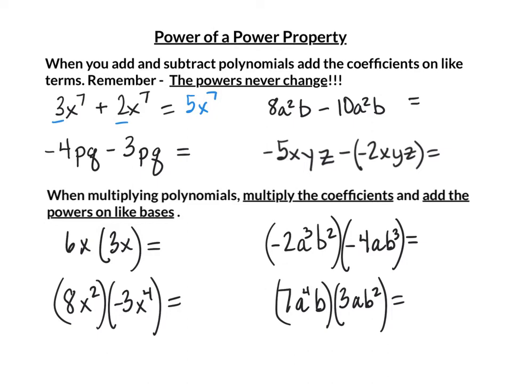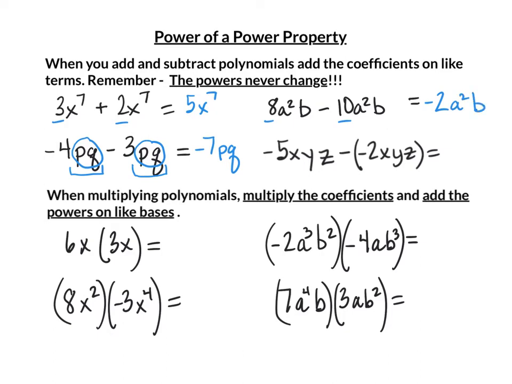Negative 4pq and minus 3pq. Negative 4pq, you're taking away 4 of them, and then you're going to take away 3 more of them, which means you're going to take away 7 pq's. This is one thing. It's some number. Negative 4 minus 3 is negative 7 of that number. 8a squared b minus 10a squared b. 8 minus 10 is negative 2. The powers never change. Negative 2a squared b.